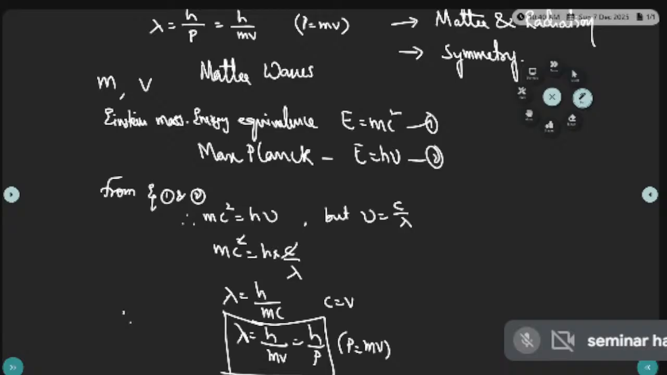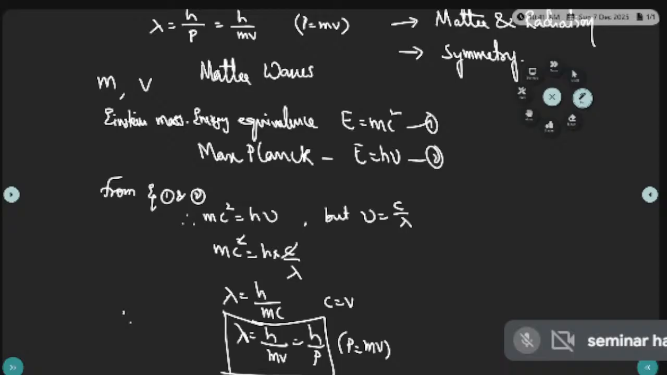Lambda is equal to h by mv. Lambda is the wavelength. M is mass. So wavelength is related to the wave nature, and mass is related to the particle nature. So lambda is equal to h by mv. Who gave this relation? De Broglie.